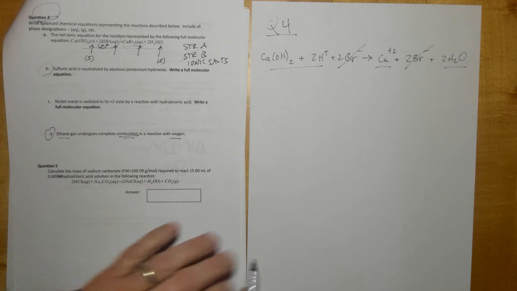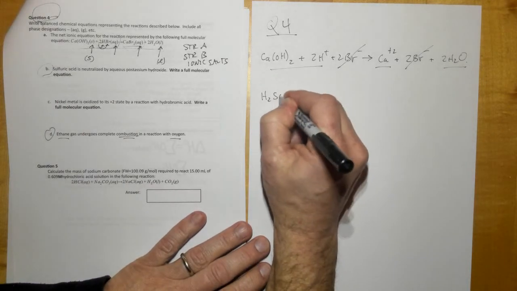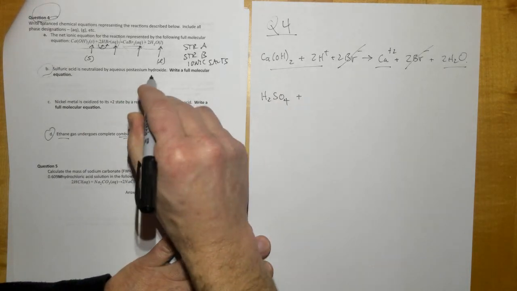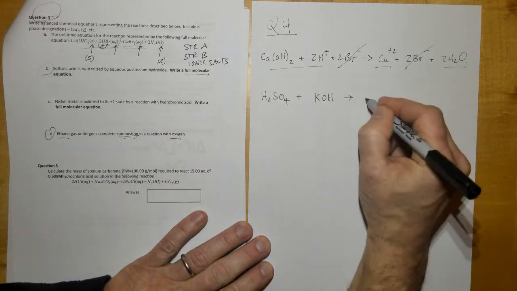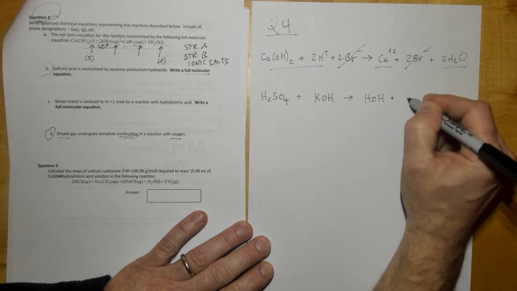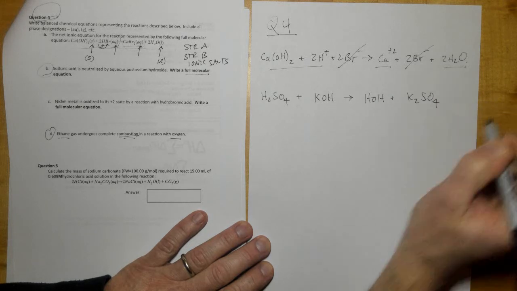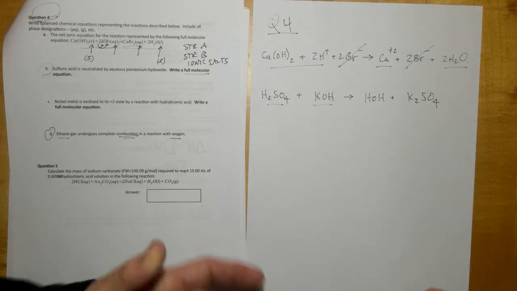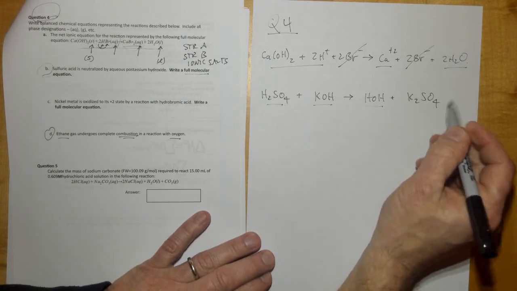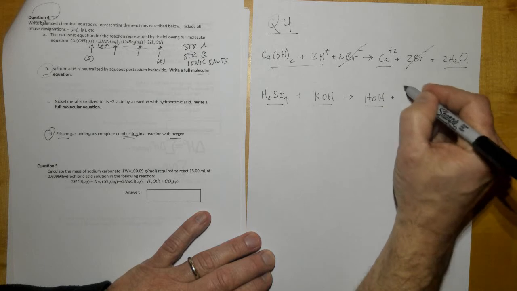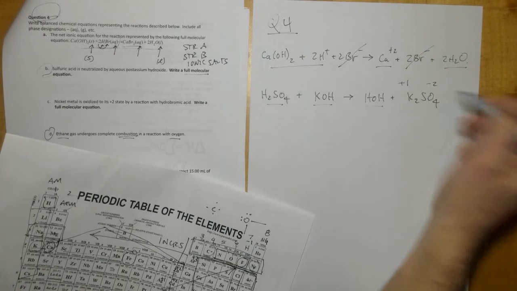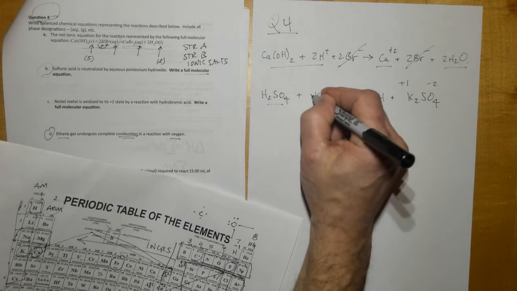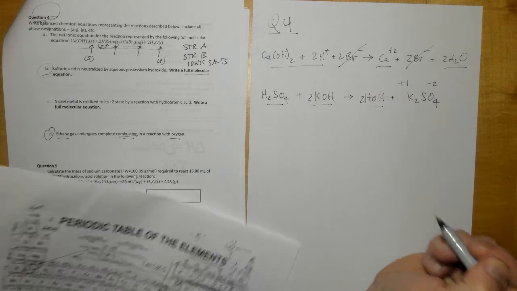Letter B, sulfuric acid is neutralized by aqueous potassium hydroxide, and they just want the full molecular equation, so we're going to get some water and we're going to get some K2SO4. So this is an acid, this is a base, it's an acid-base reaction, so we get a water and a salt, and the salt we get is potassium, which of course is +1. If you look on the periodic table, it's in group 1, and then sulfate's a -2 polyatomic ion, so you have to have 2 of these to balance that out. Balancing the reaction, then you need a 2 here, and I believe a 2 right here.